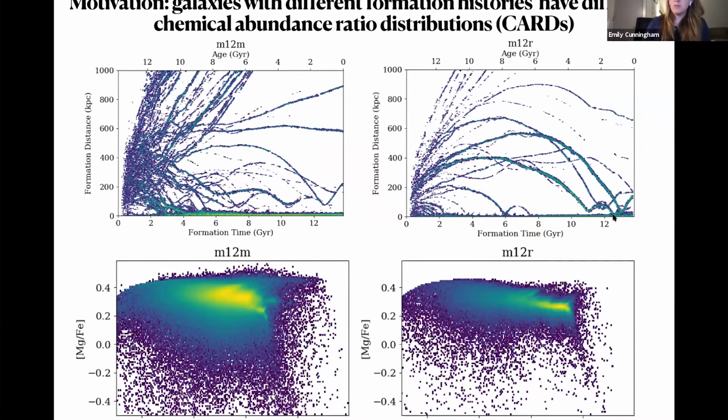So there's plenty of time for these dwarfs to enrich through type 1a supernovae. Whereas in contrast, M12M has higher density at lower metallicities and higher alpha, consistent with the idea that it is dominated by early accretion where there hasn't been a lot of time for enrichment through type 1a supernovae. Okay, so we can see with our eyeballs that we have these very different abundance distributions and that this is clearly linked to the formation histories of galaxies.